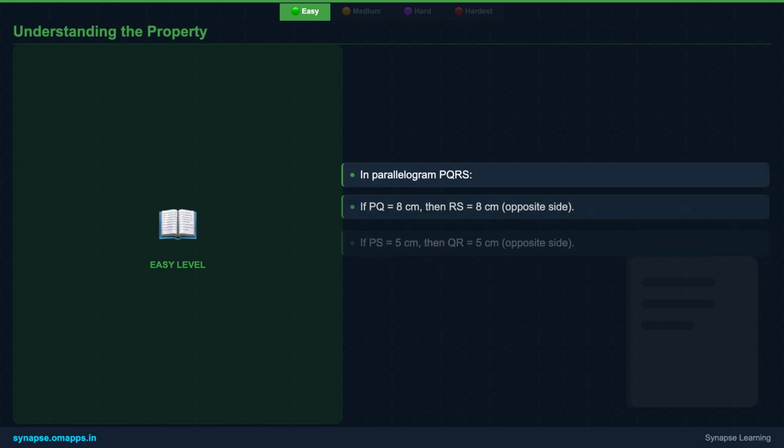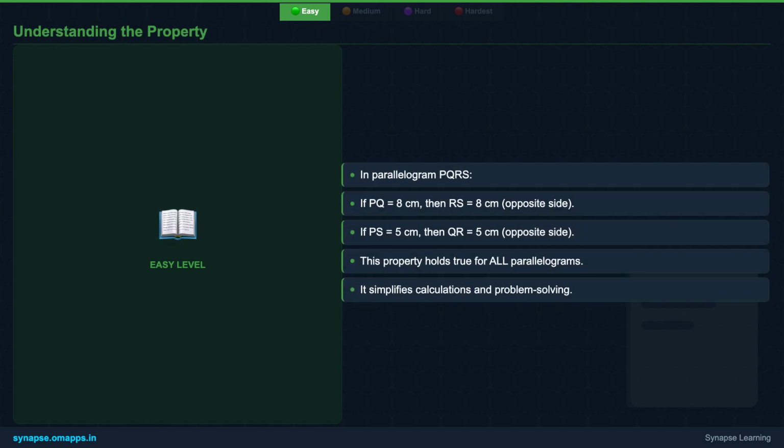So, why is this useful? Well, if you know the length of just one side of a parallelogram, you automatically know the length of its opposite side. For instance, if side PQ in parallelogram PQRS is 8 cm, then RS, its opposite, must also be 8 cm. If PS is 5 cm, then QR is also 5 cm. This property is a quick way to find unknown lengths and understand the shape better. It's a foundational concept for everything else we learn about parallelograms.